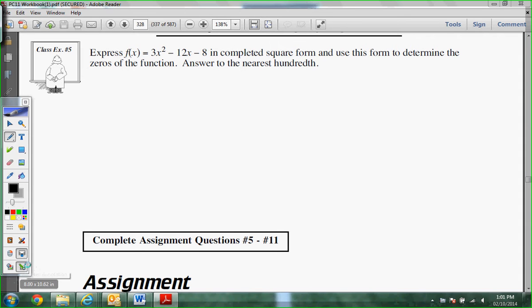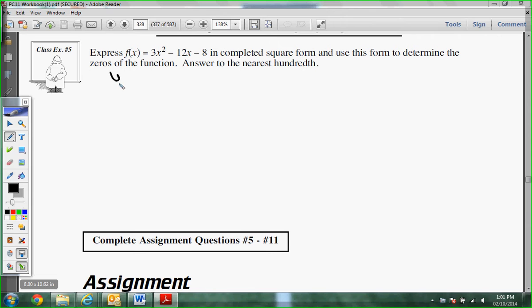Okay. All right. So in completed square form, use this form to determine the zeros of the function. So we want to figure out where the zeros are by solving. We're going to get it in standard form, and then we're going to do what we did last class. For those of you who are here, we're going to plug in 0 for y and solve. Okay, so here we go.